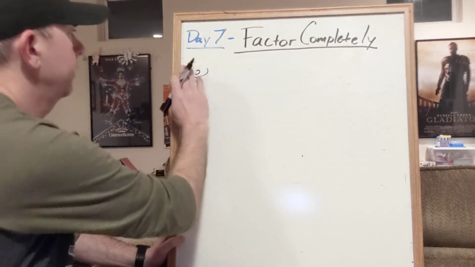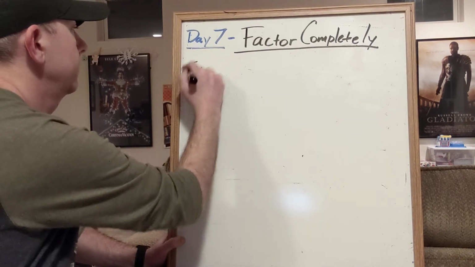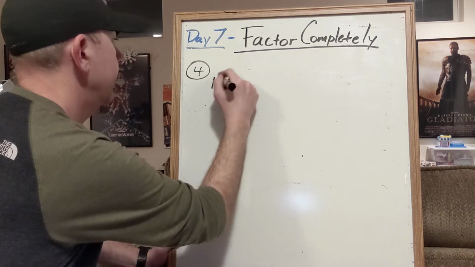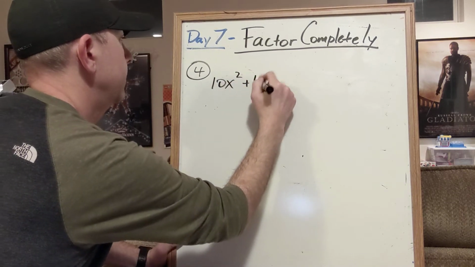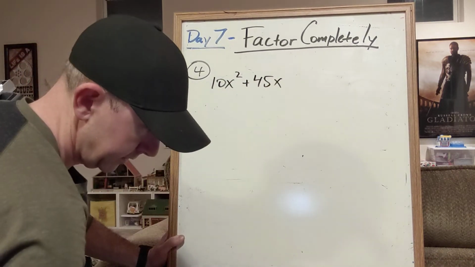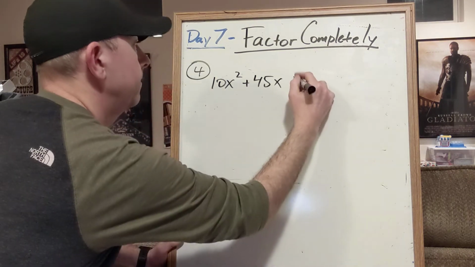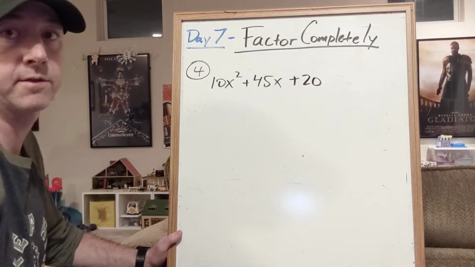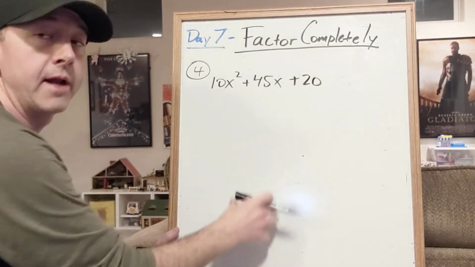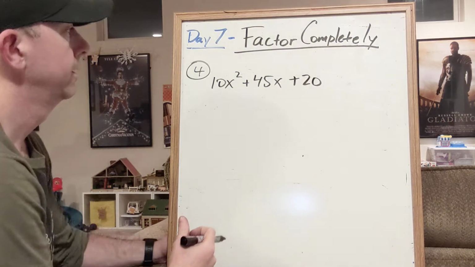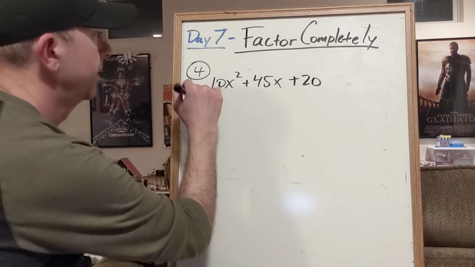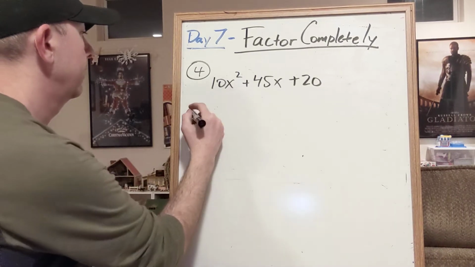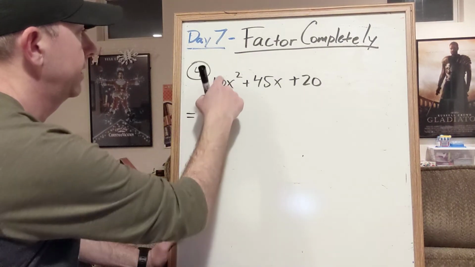So, all right, here we go for number 4. Moving right along. 10x squared plus 45x plus 20. All right, so again, we could do 10 times 20 and look at factors of 200, but then at the end, you would have something you needed to try to factor out to make it factored completely. So does 10 go into everything? 10 does not.